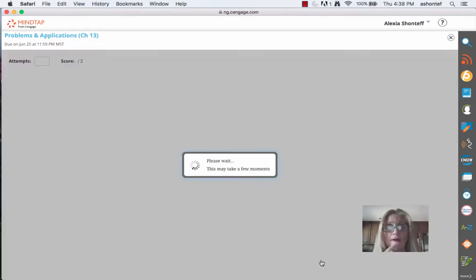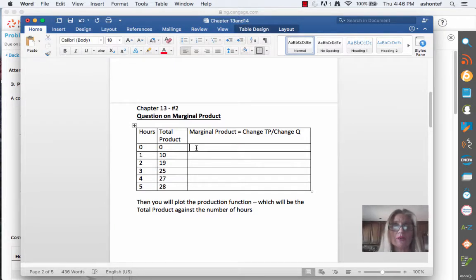Okay, let's go on. So the first part of the question, I've just taken the chart that's given in the homework, and you're given the number of hours, so in this case the variable input, a number of hours, and then your total product, which remember represents your output. And you're asked to complete the column for marginal product. So remember, your marginal product is the extra product or extra output that's produced when you change whatever this variable input is. So in this case, it's number of hours.